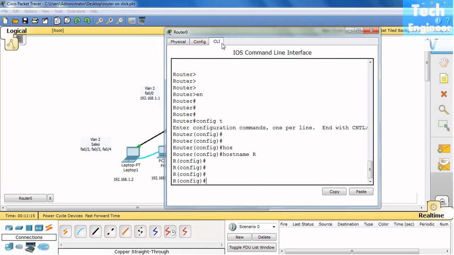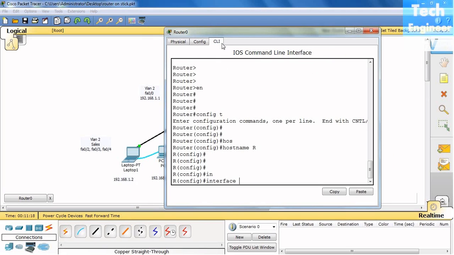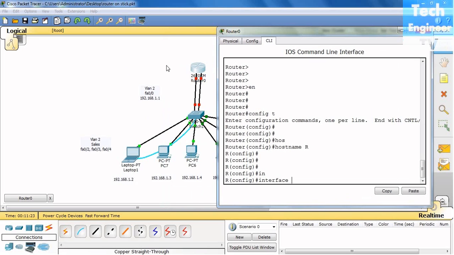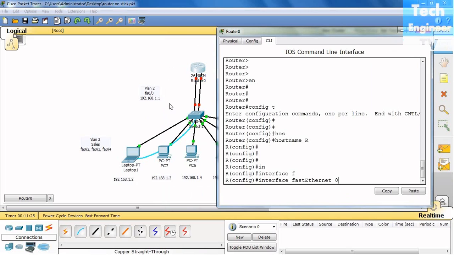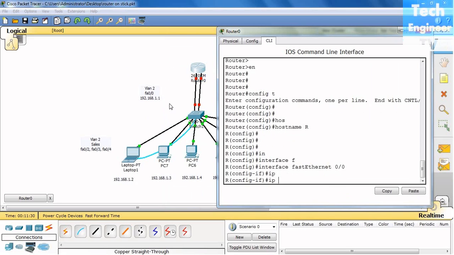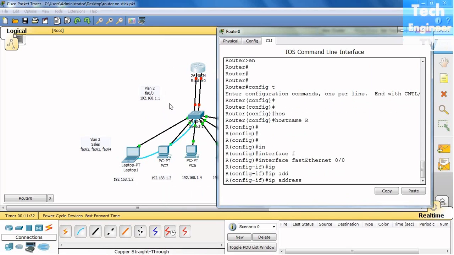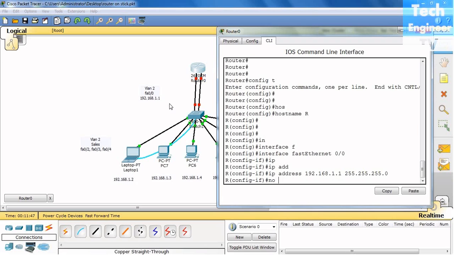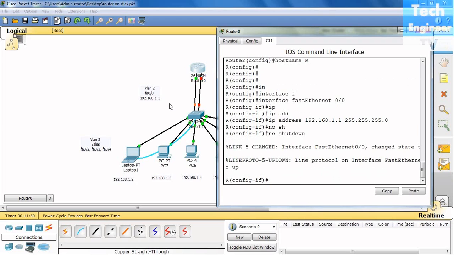Now in the router, hostname R, what we need to do is give the interface. So for example, the interface we predefined is FastEthernet 0/0. The IP address we are giving is 192.168.1.1, and the subnet mask will be 255.255.255.0, and no shutdown to bring up the link.